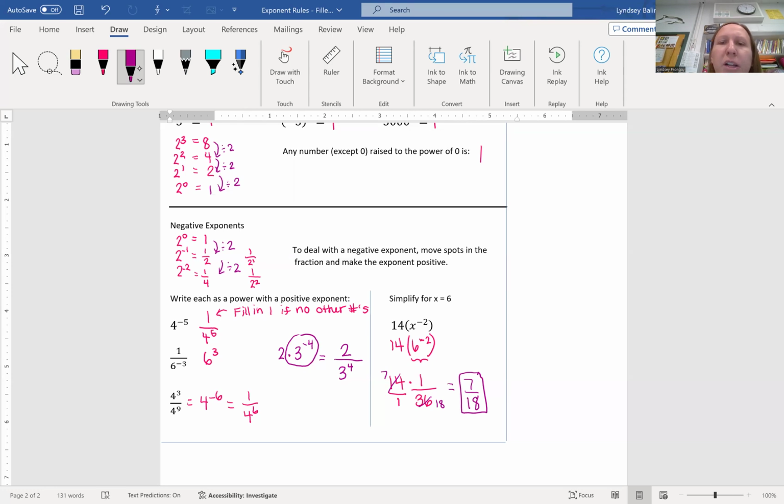So for these types of questions, plug in your number, do your negative exponent, and then simplify any fractions, any numbers that are left.